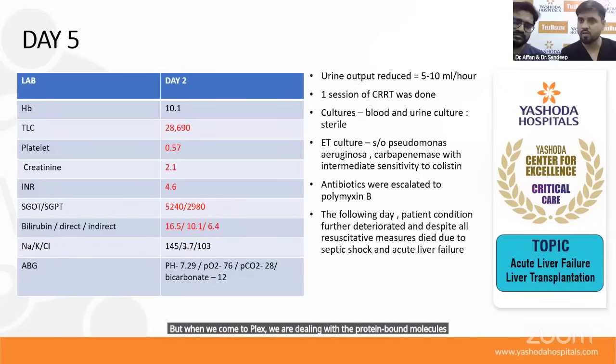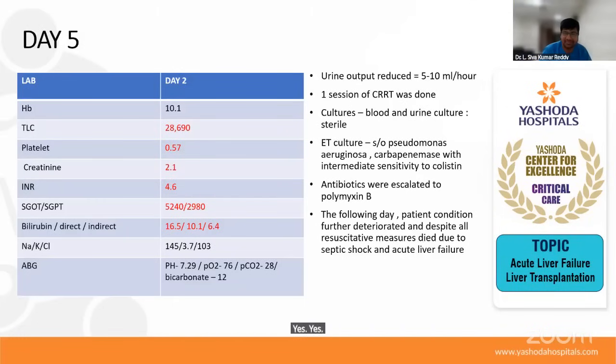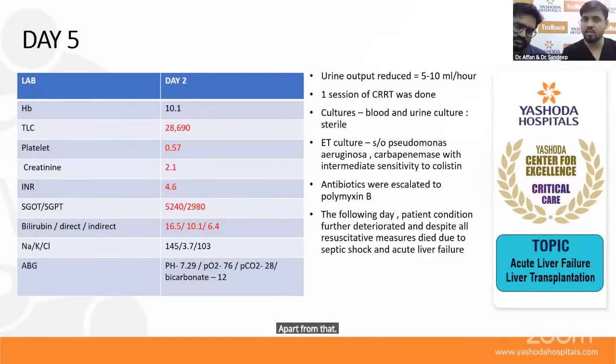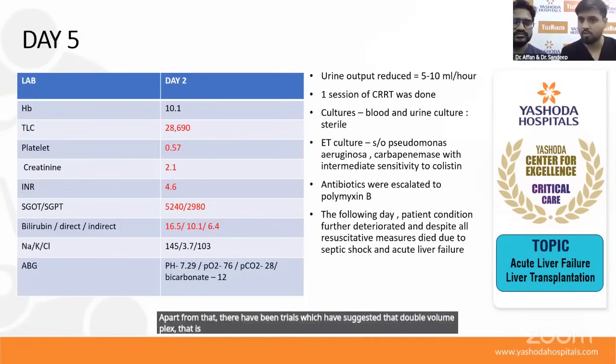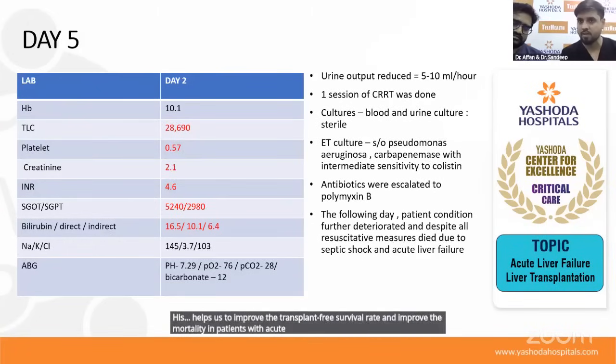So we are removing the bilirubin and the cytokines in these patients. That is why PLEX is important along with CRRT in a case of acute liver failure. Apart from that, there have been trials which have suggested that double volume PLEX, that is high volume PLEX, helps us to improve the transplant-free survival rate and improve the mortality in patients with acute liver failure.